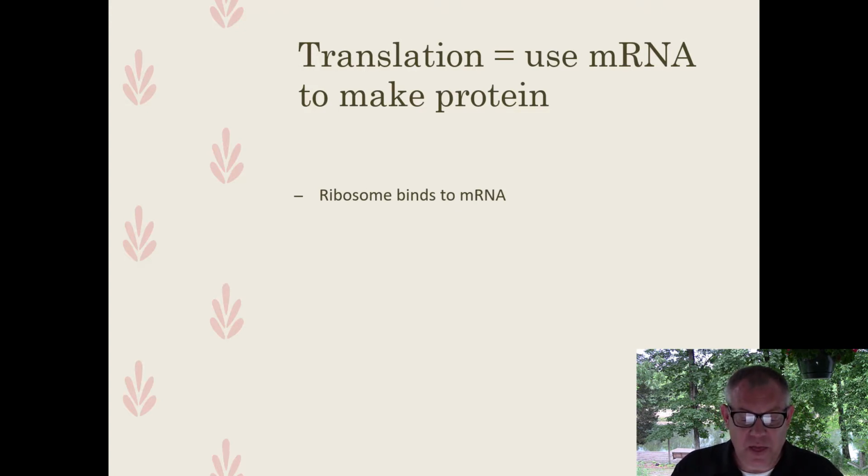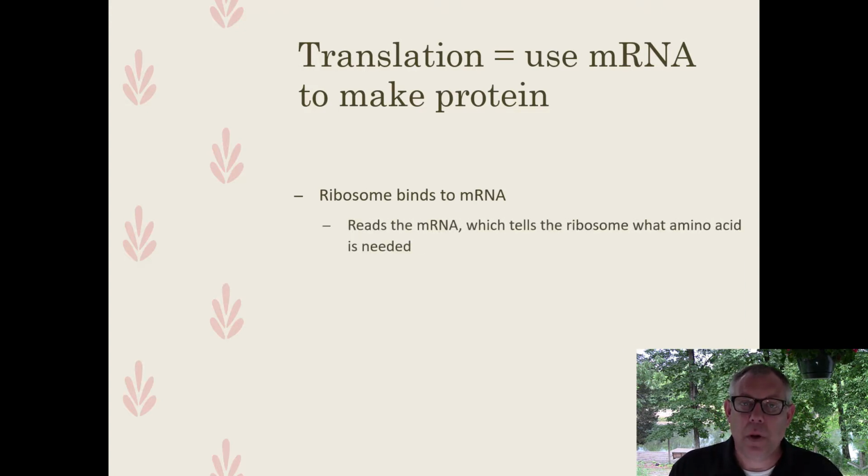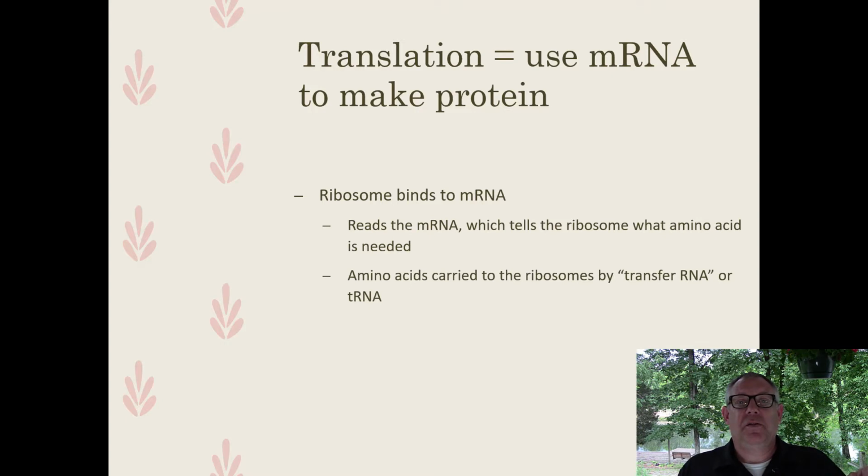So the ribosome binds to that mRNA, then it reads the mRNA, and that tells you what amino acids to put in what order. So it's just like we talked about. Earlier we had polymerase reading the DNA and bringing in nucleotides, for either DNA or for RNA. Now we've got the ribosome reading the RNA and bringing in the proper amino acid in the proper order. Now those amino acids are carried to the ribosome by another kind of RNA called transfer RNA, or tRNA.